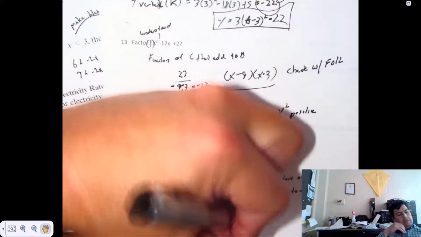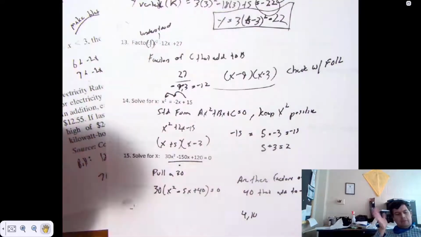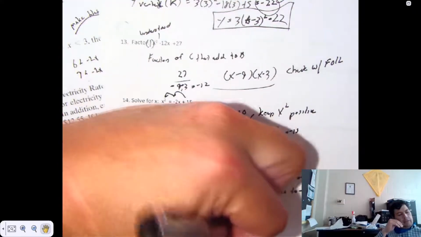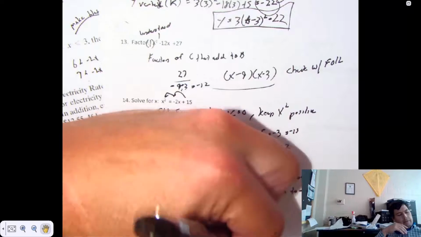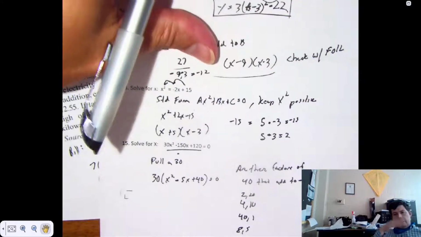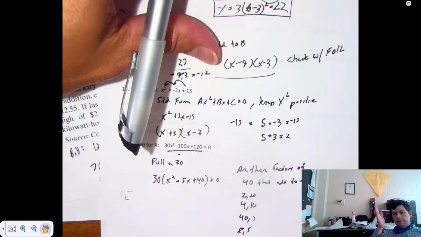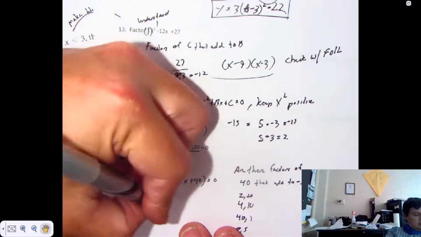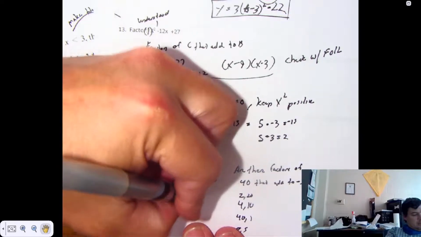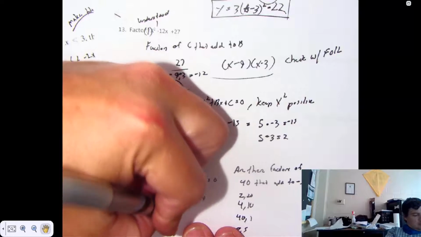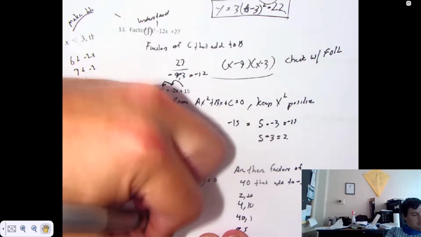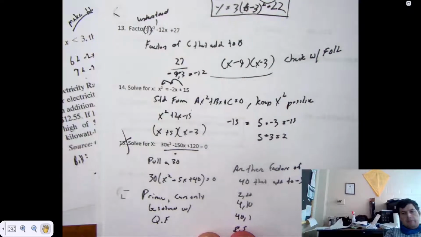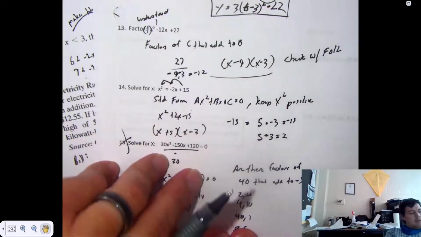Well, you got a 4 and a 10. That's no way to get to 5. You got a 2 and a 20. That's not going to do it. You got a 40 and a 1. Not going to do it. You got an 8 and a 5. Not going to do it. This thing is prime. And it can only be solved with the quadratic formula, which is not today's lesson. So, bad question. It happens. Won't be a bad question on the test.